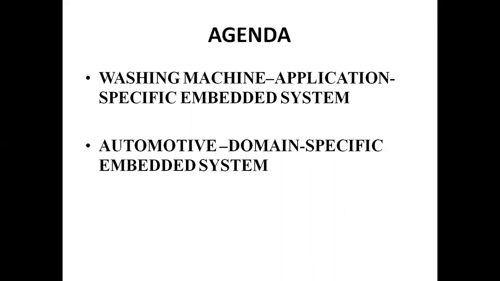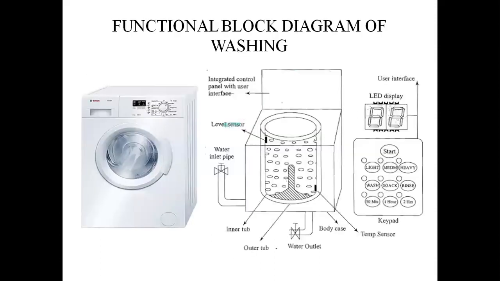For example, an embedded system which is designed for a washing machine cannot be used in a digital camera. Which is designed exclusively for a washing machine has to be used only in a washing machine. It cannot be replaced in a digital camera or anything as such. So here in this washing machine, this is the functional block diagram of a washing machine.